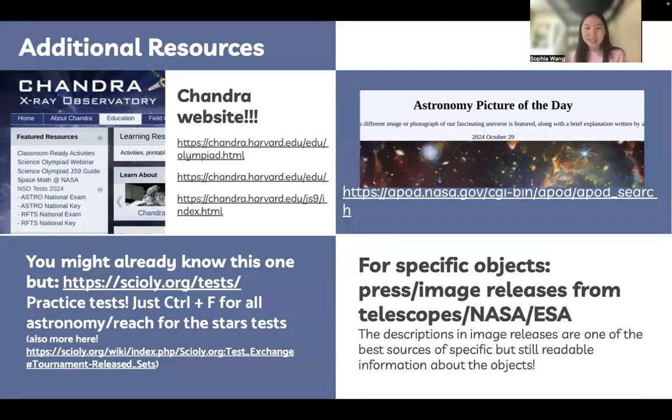Here are just some additional resources. Practice tests, specific object images, picture of the day, and Chandra website. A lot of the official telescope websites are really helpful.